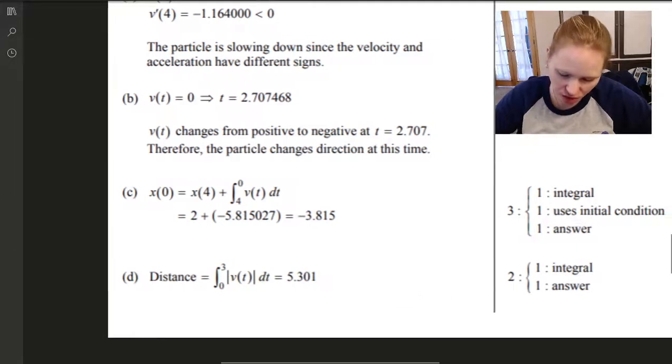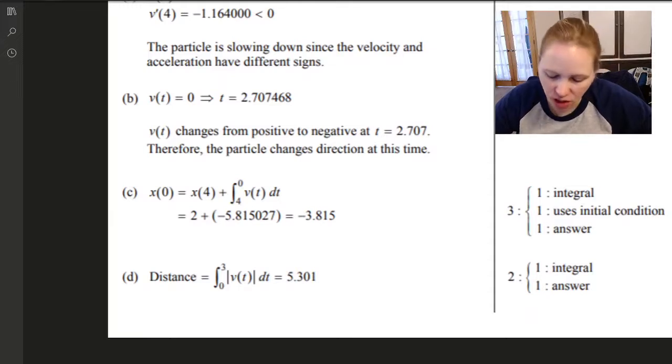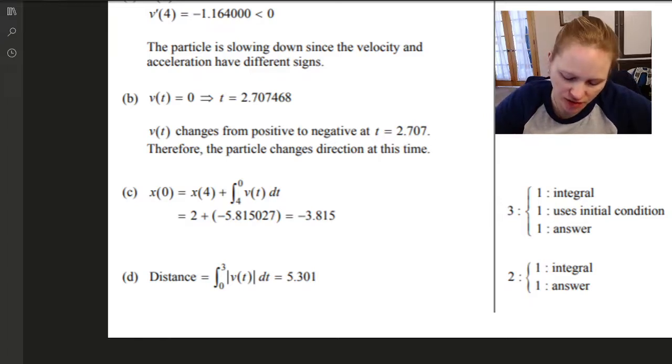You get 1 point for just setting up the integral. You get 1 point for using that initial condition, and then provided that you use them together, that's where you get the third point of negative 3.815.